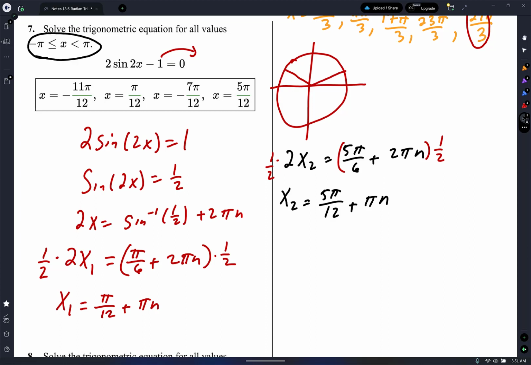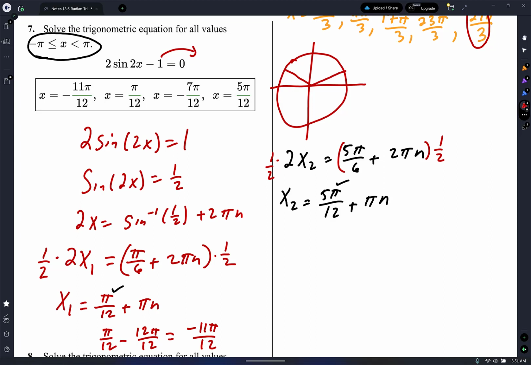So that means this is an answer, pi over 12. This is an answer, 5 pi over 12. But I can also go to the left. So how do I go to the left? By subtracting. So here we go with my subtraction. Pi over 12 minus, and I'm just going to put a 12 pi over 12. That's 1 pi. So pi over 12 minus pi is negative 11 pi over 12. And that is between negative pi and pi, because it's 11/12 of a pi, but in the negative direction.